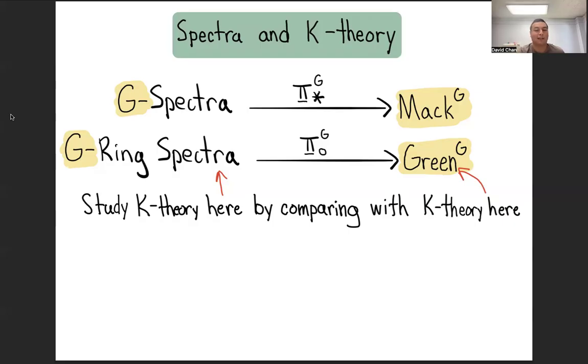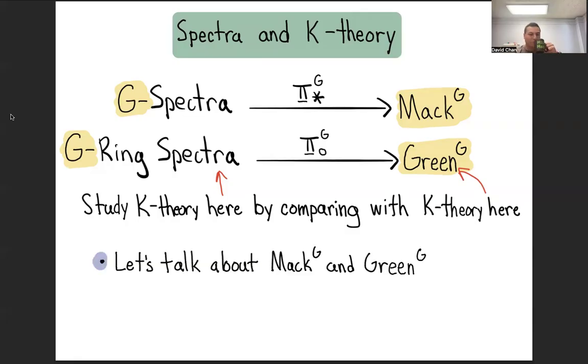And then I want to tell you about the K theory of Green functors, and it's supposed to tell me something about the K theory of the associated G ring spectra. So let's talk about the category of Mackey functors and the category of Green functors and keep this picture in mind, that this is why we're doing this: this is where the homotopy groups of G spectra and G ring spectra are landing.